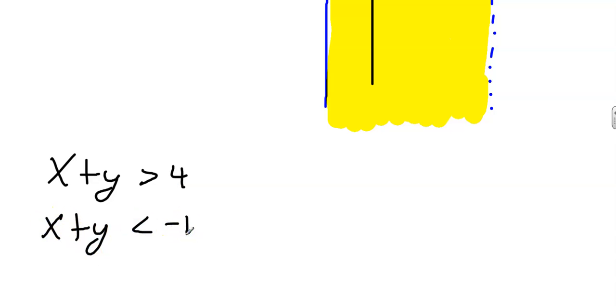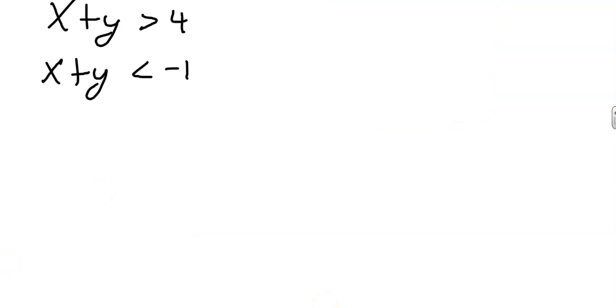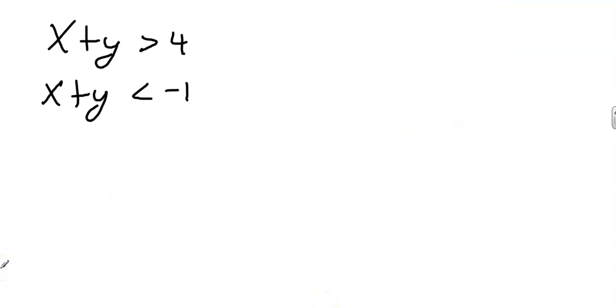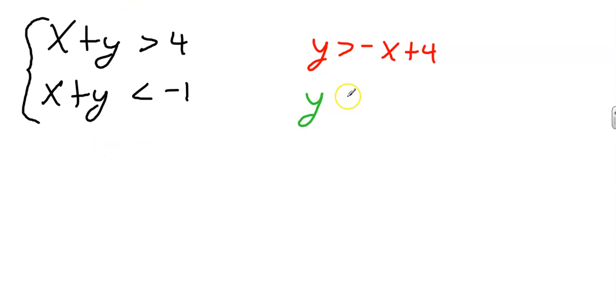So let's go with x plus y greater than 4, and then x plus y less than -1. Alright, same thing. Both of these are pretty straightforward, so they're pretty easy to get in y equals mx plus b form. So for these, we're going to subtract the x from both sides. So this one's going to be y greater than -x plus 4. And second one, we'll do it in green, subtract the x from both sides. That's going to be y less than -x minus 1.